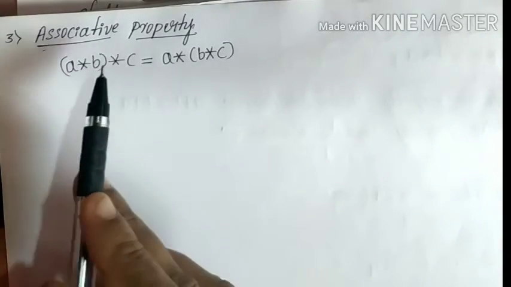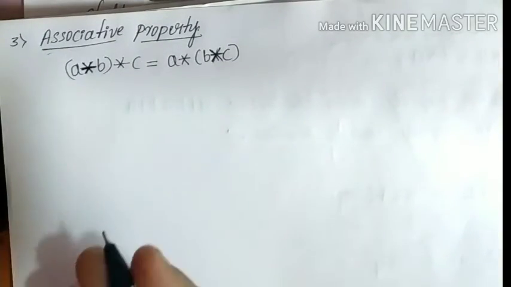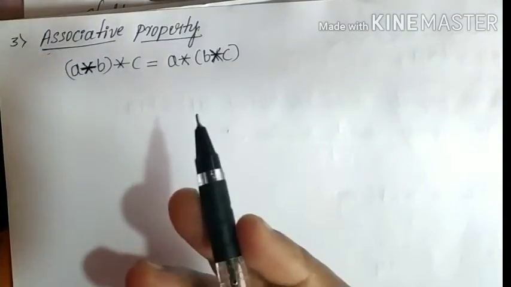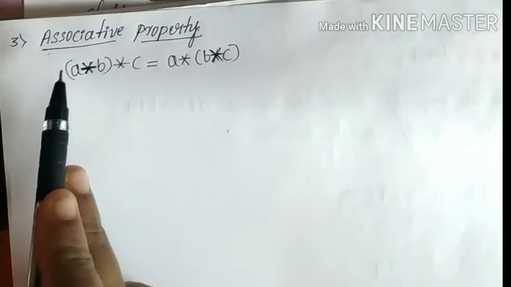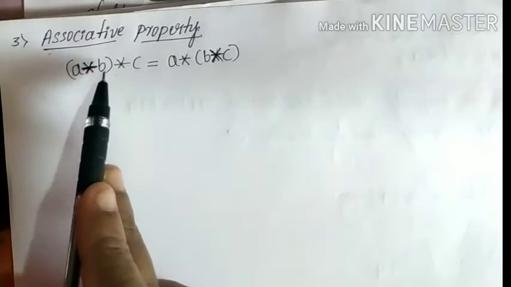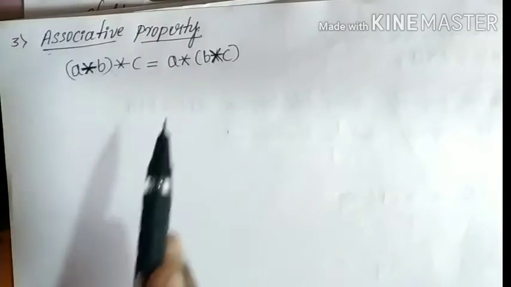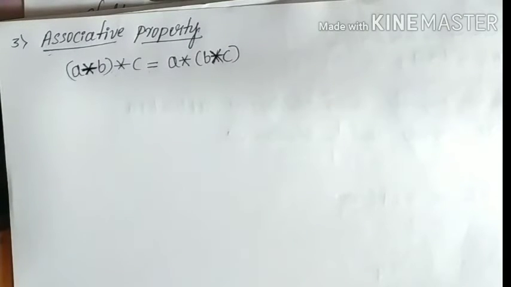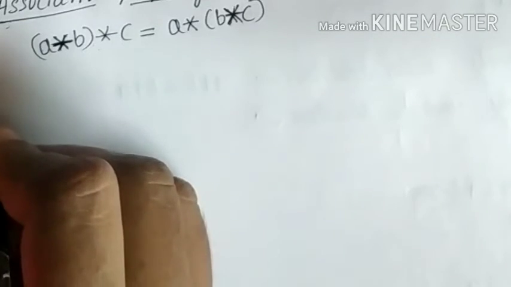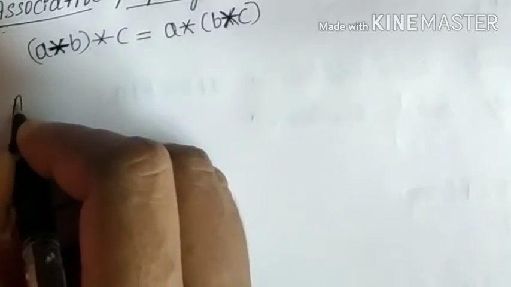Here the order of operators is changed, right? In the case of integers, how will we define it? For any three integers A, B and C, (A star B) star C is equal to A star (B star C). The first case is associative property under addition.